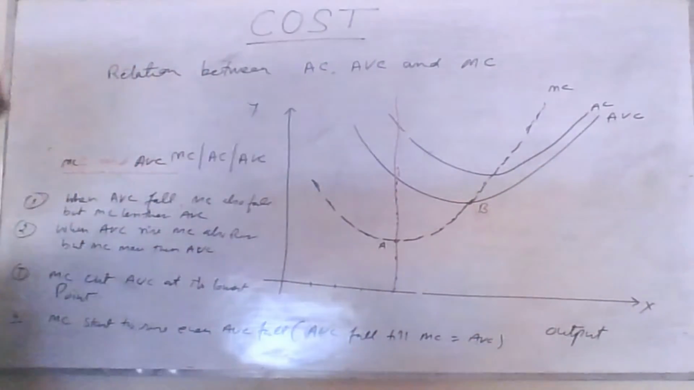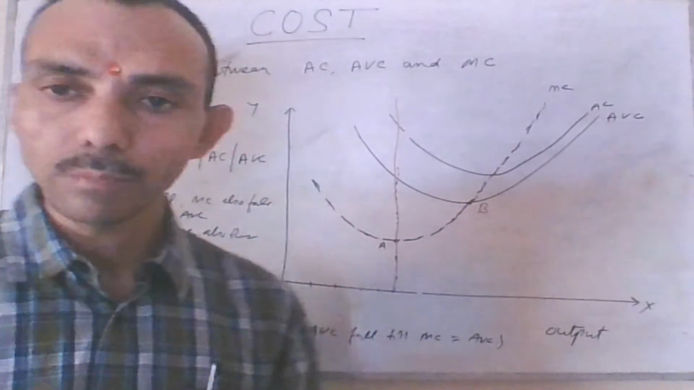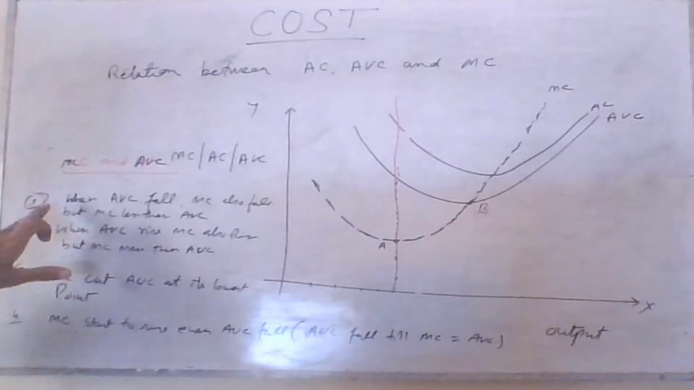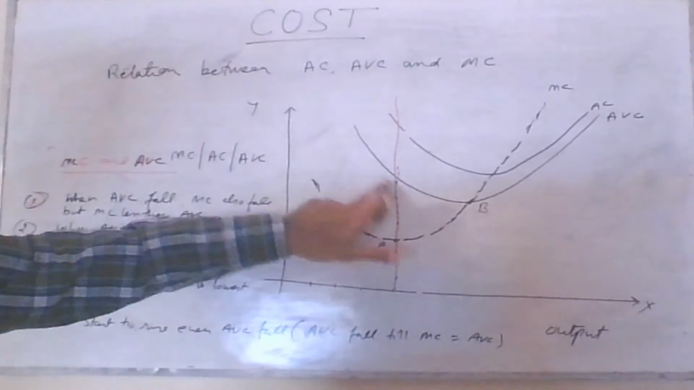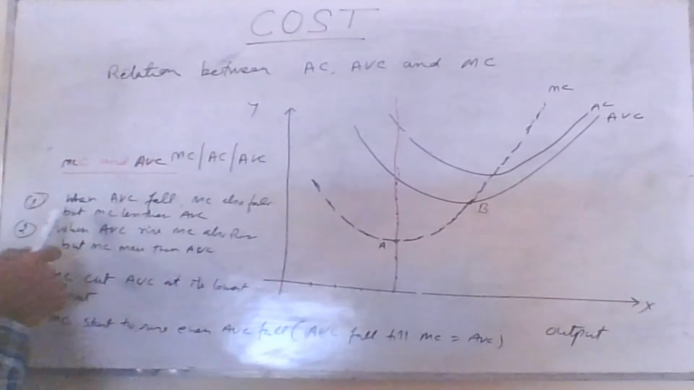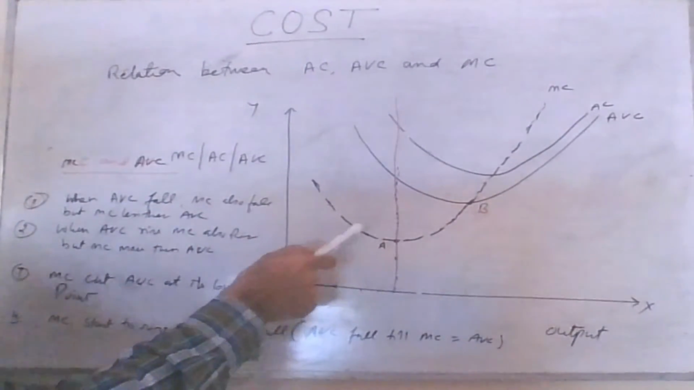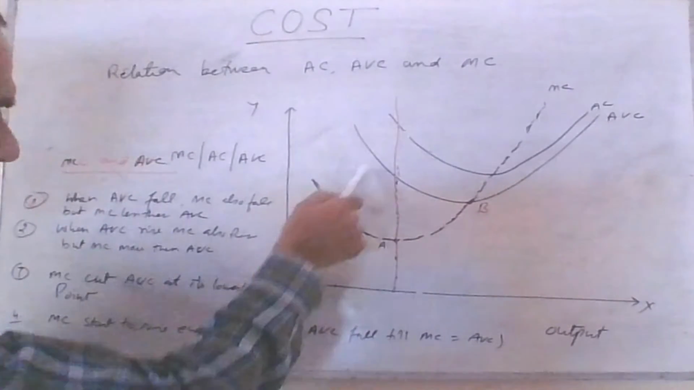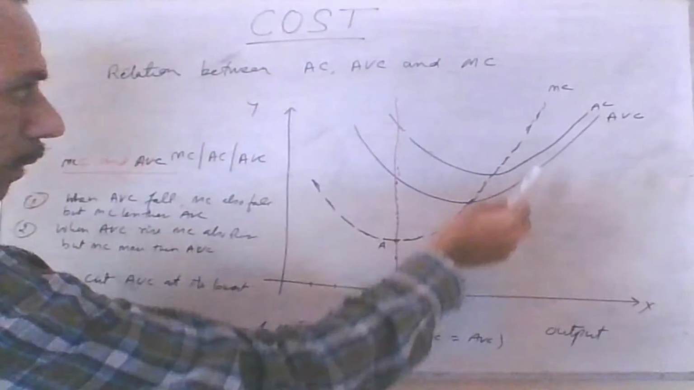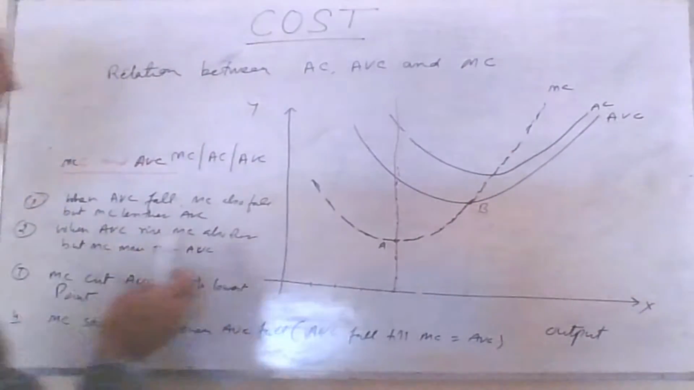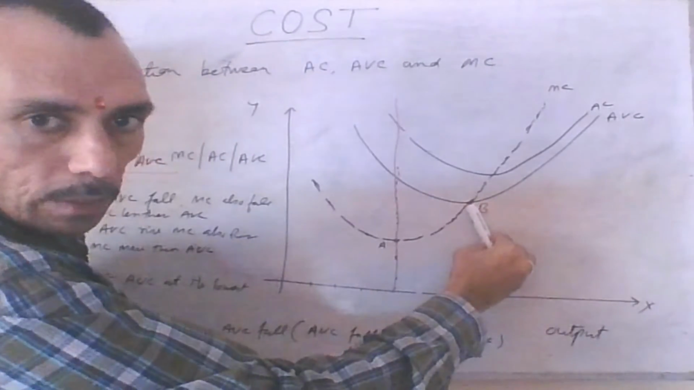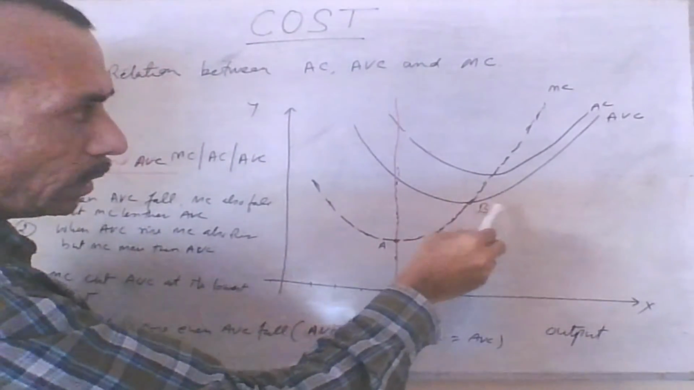So these are the 4 points we have to remember, the 4 relations for MC and AVC. When AVC falls, MC also falls, but at this point MC is less than AVC. Second, when AVC rises, MC also rises, but here MC is more than AVC. Third, MC cuts AVC at their lowest point, point B, where MC and AVC are equal.